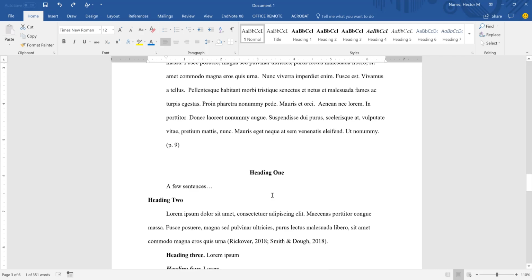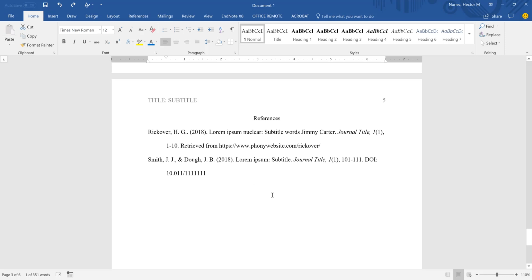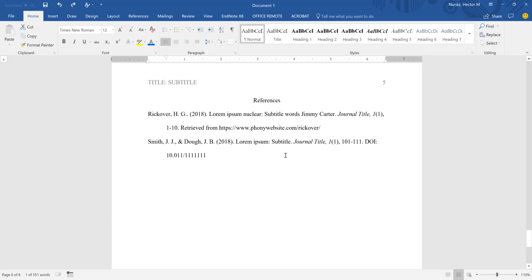Let's go down to the reference list real quick, forgive my English. All right, so I'm on the references page. You'll notice that references is centered as the title, and I have a couple of references listed. I have a Rickover reference, and I have a Smith and Doe reference, both of them from 2018. The year is important.